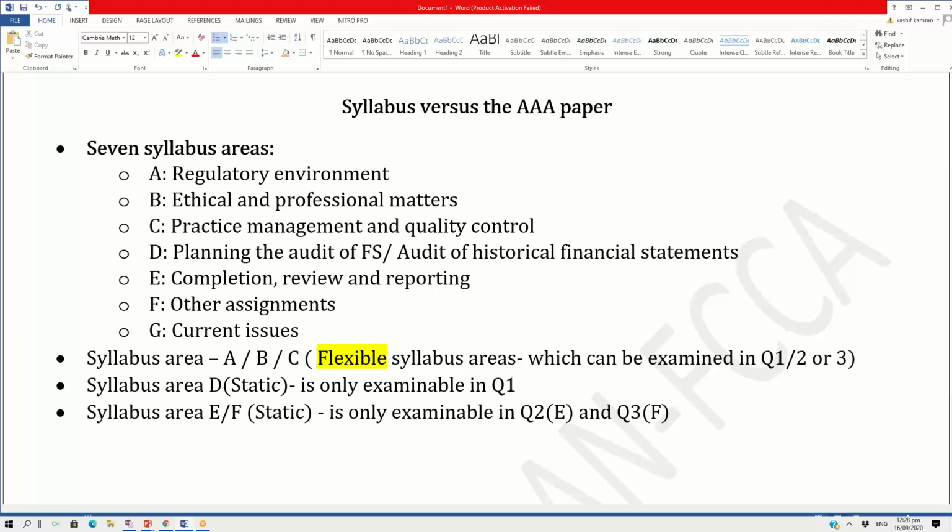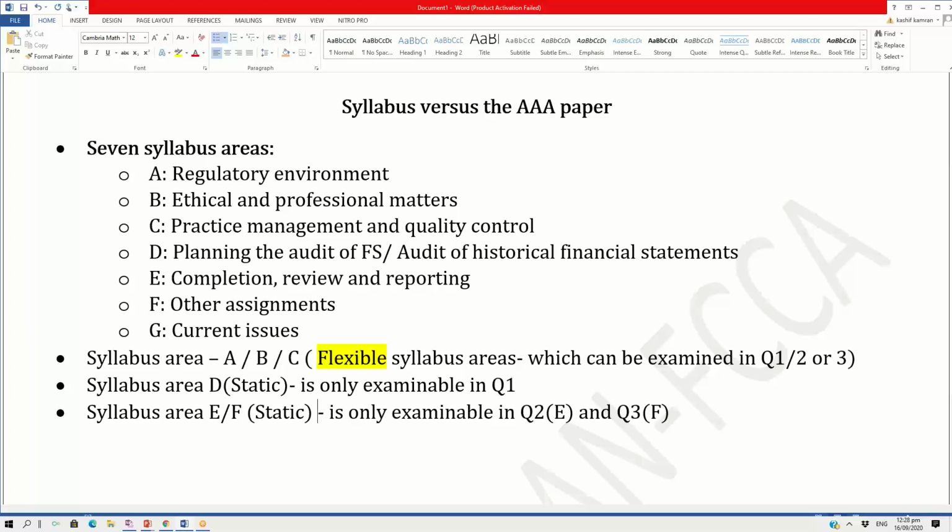So you have to have a very clear picture of your syllabus, which is not a very broad syllabus, just 7 syllabus areas. It's not long, but you also need to know how it connects with your section A and section B. So this file is important. You should take a printout of it and maintain it.